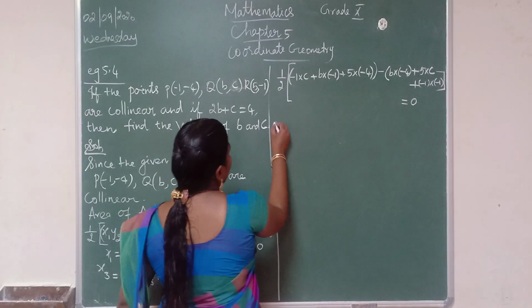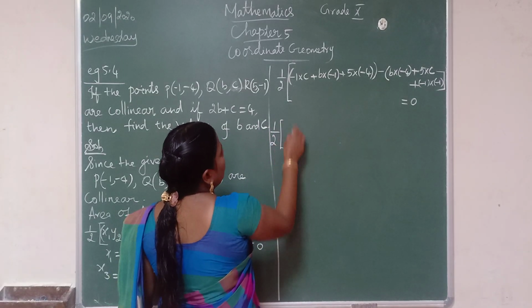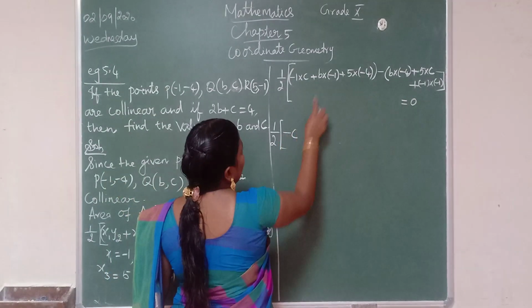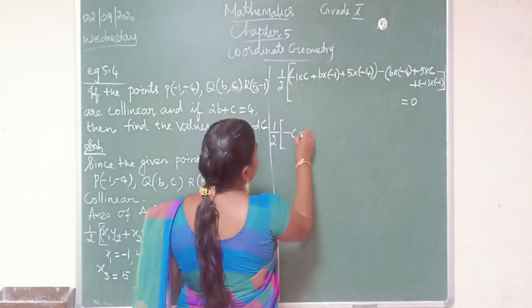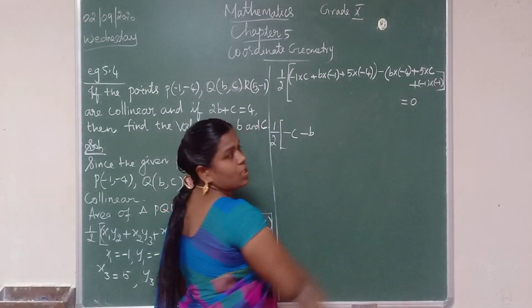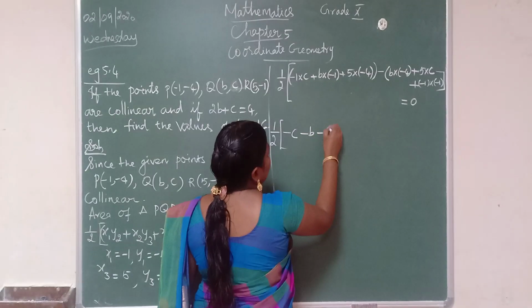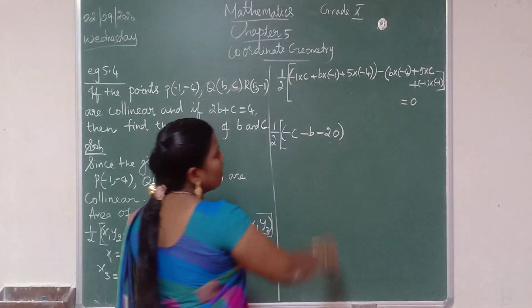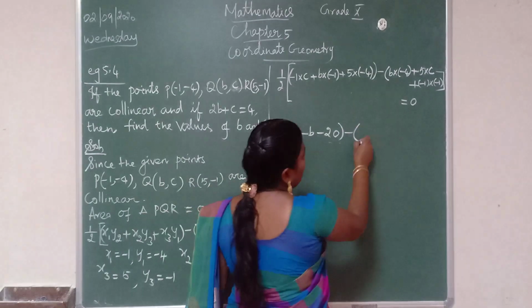Now half into, let's multiply all the terms. So -1 into c, what do we get? Minus c. b into -1 is minus b. And 5 into -4 is -20. Close the bracket. First bracket over. Then minus of the next bracket.